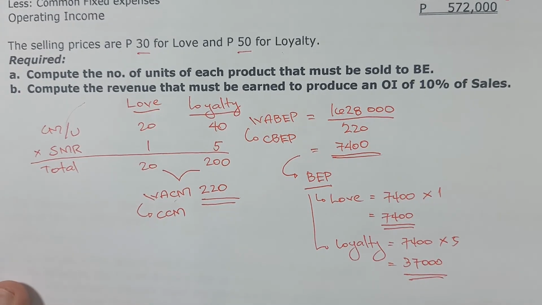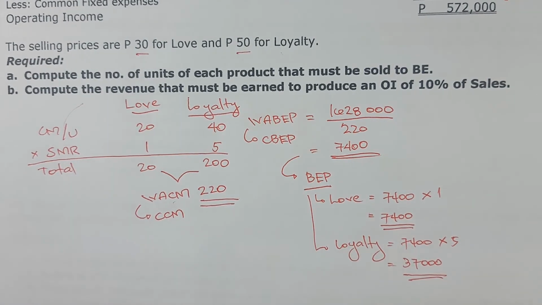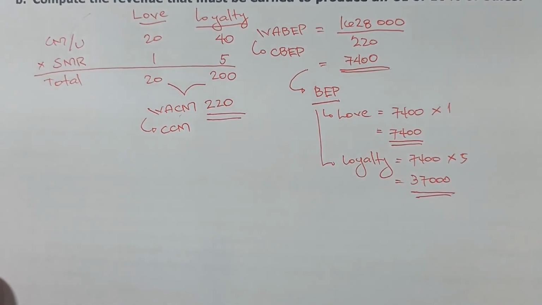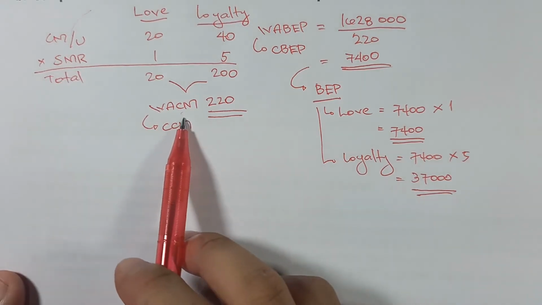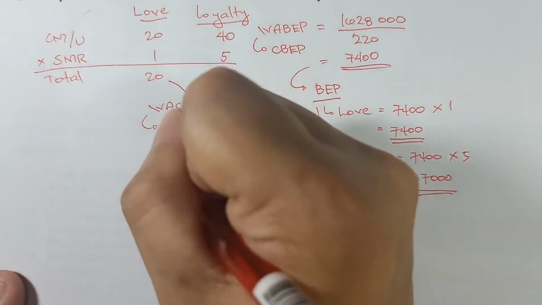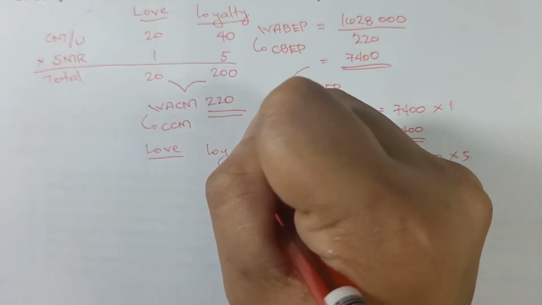Are we good? Next, punta tayo sa requirement letter B. Requirement letter B, compute the revenue that must be earned to produce an operating income of 10% of sales. So, kagaya lang nung kanina, compute mo muna si break-even sa contribution margin ratio. Contribution margin lang ang meron tayo, so compute din natin yung weighted average sales. Once again, we have two products. We have Love, then we have loyalty.